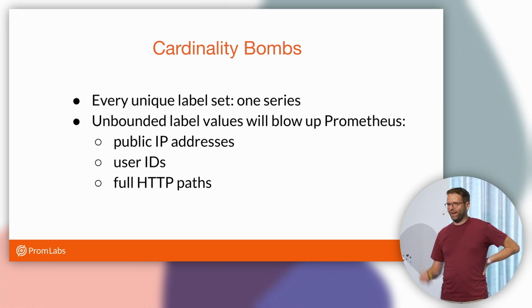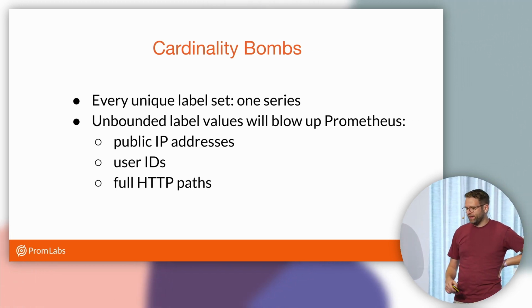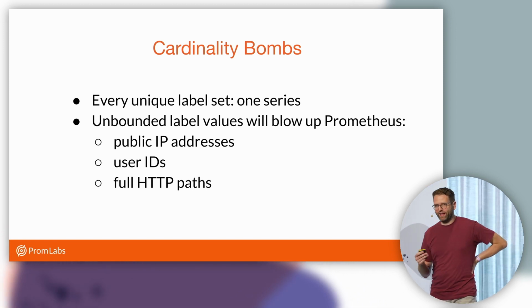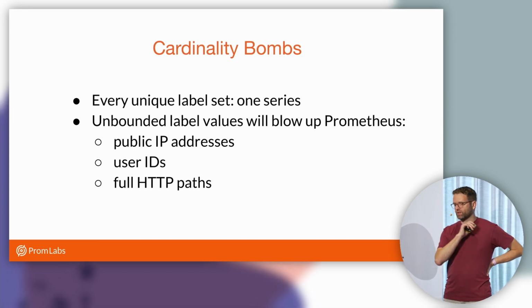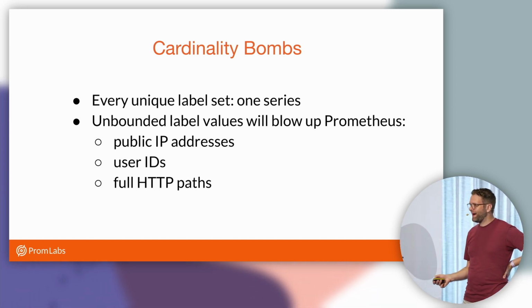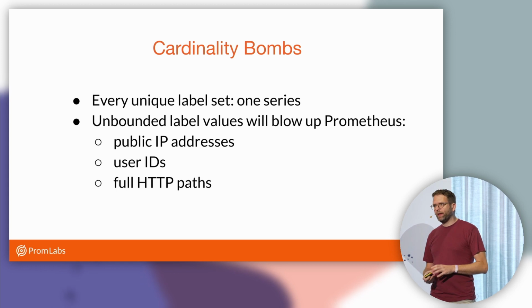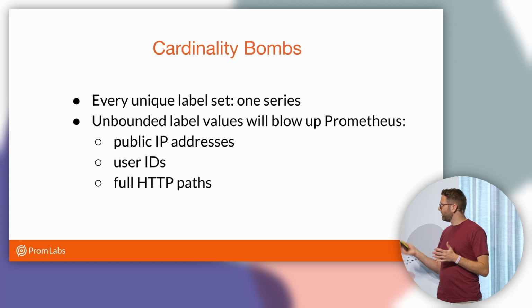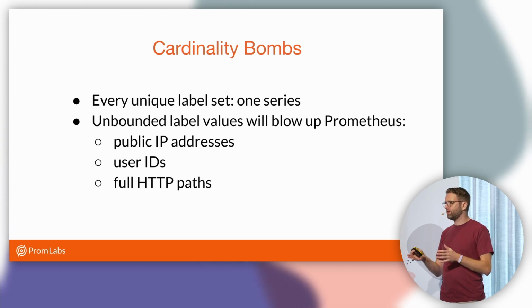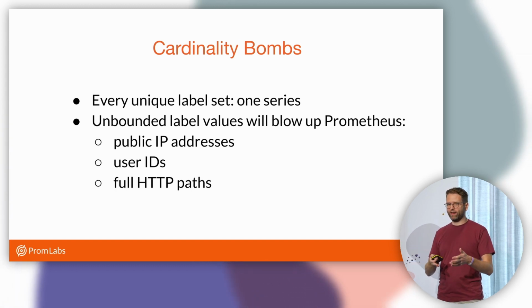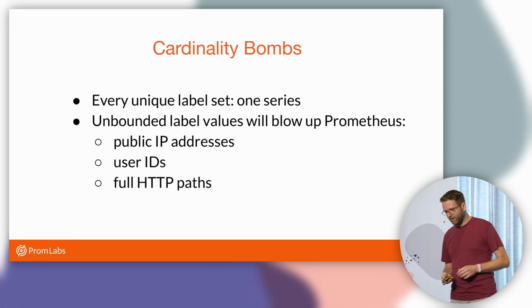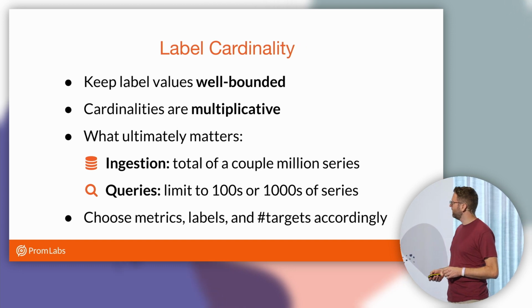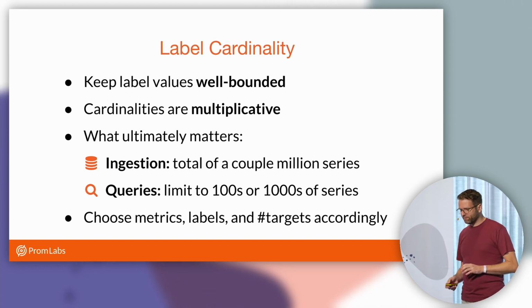So keep that in mind. Try to not put these unbounded label values into labels, like public IP addresses, user IDs, or full HTTP paths that can contain such IDs. At SoundCloud, initially, where we started Prometheus, accidentally, some people put full HTTP paths in a label value, and they contained a SoundCloud track ID, of which there are 100 million. So that didn't go well. Try to keep these label values well bounded. Think of the multiplicative effect.